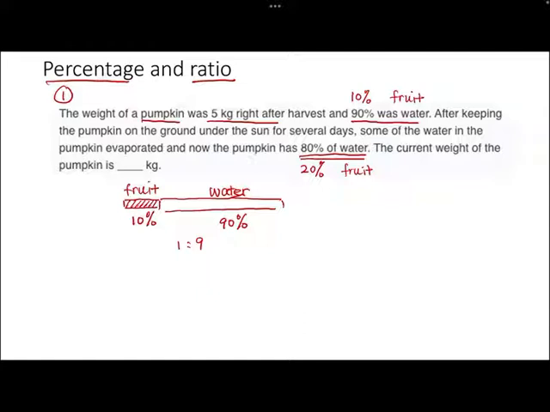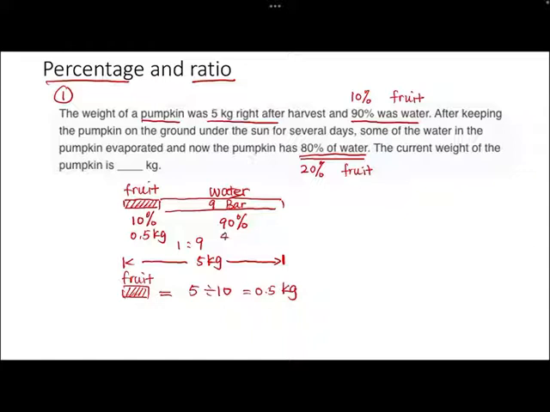Firstly, as a magic bar concept, we need to know either the total sum of the bars, or the difference between the bars. For the first condition, very naturally we can find 5 kilos. That is the total amount of the pumpkin. So we will draw a small bar, that is the fruit, and then a large bar, which is the water.